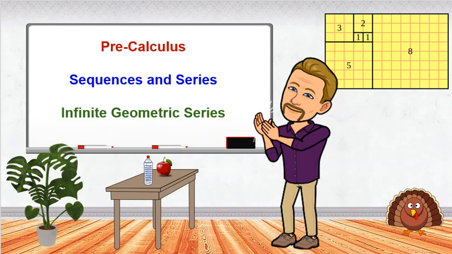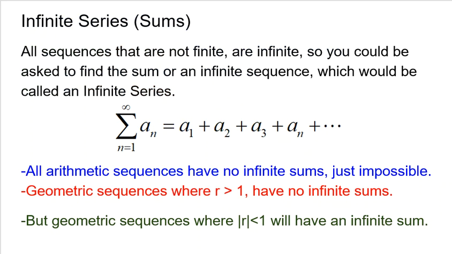So you're going to take a sequence and add together all of the terms from the first all the way to the infinite, which sounds really impossible. But let's investigate. Here's exactly what I'm talking about. All sequences that are not finite are infinite. So you could be asked to find the sum of an infinite sequence, which would be called an infinite series.